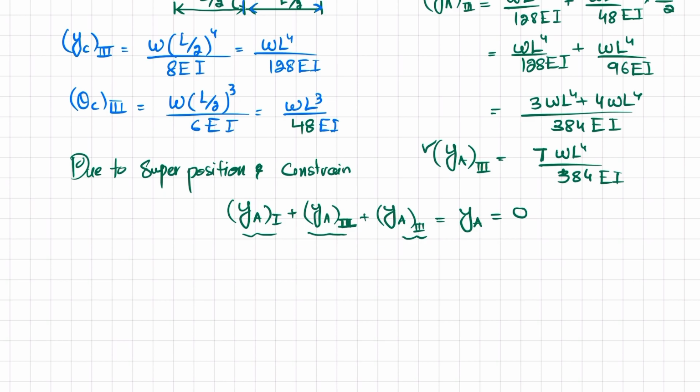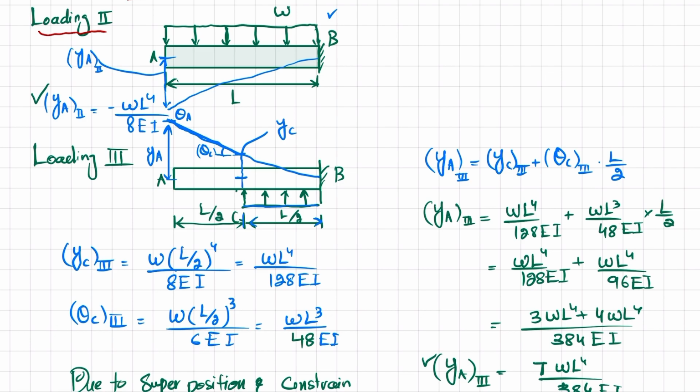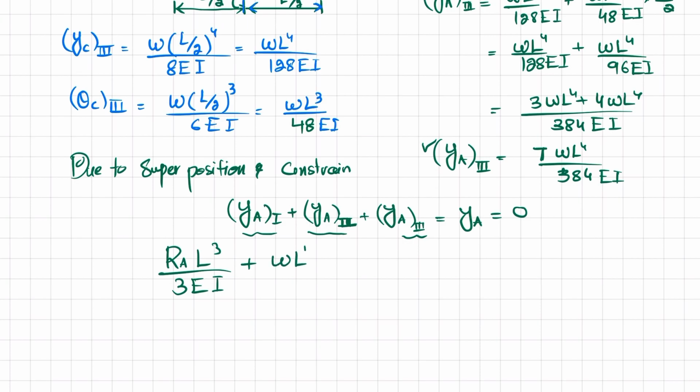So you can put the value: YA1 is RA L cube over 3EI, plus YA2, which is this one, minus WL4 over 8EI, this will be negative, plus YA3, which is 7 WL4 over 384 EI.